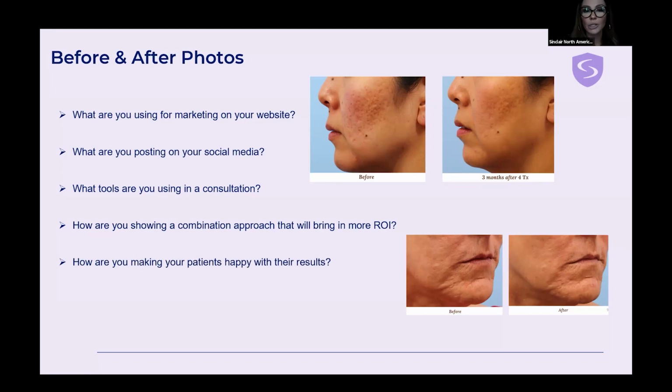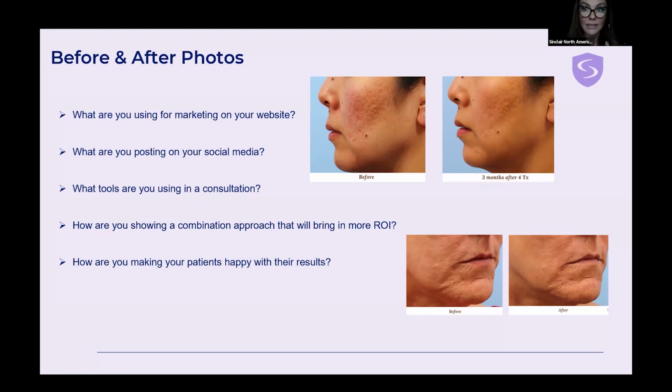How are you making your patients happy with their results? This is big. With energy-based devices, and you may do injectables and threads, it's very similar, in that they forget what they looked like before they came in. Even if you're doing filler and they say, I don't really see the result, that's the one where you can most really see the result, right? Because you're filling in an area.